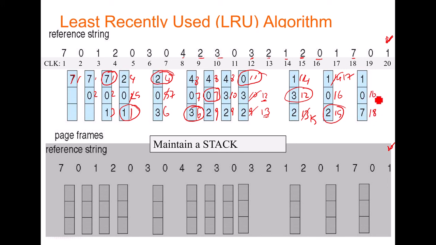That one was 16, and this one was 17, right? So the next comes 0, it is there, so we'll just update the counter, it will be 19. Next comes 1, it's in the memory, so we'll just update the counter to 20, and we are done. There are no more frames, so we will stop at this point with this algorithm. And these are the page replacements under the LRU, which we discussed in the previous slide as well.